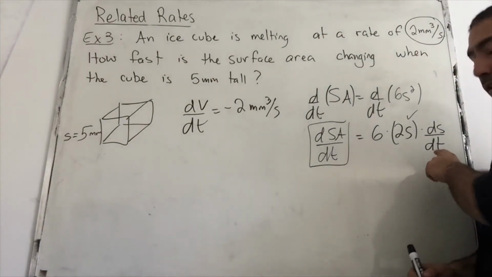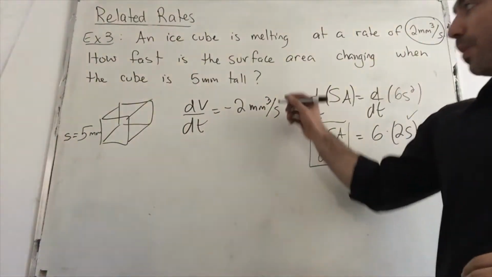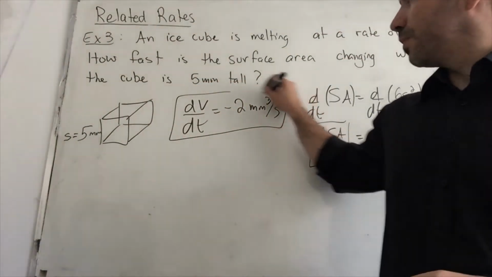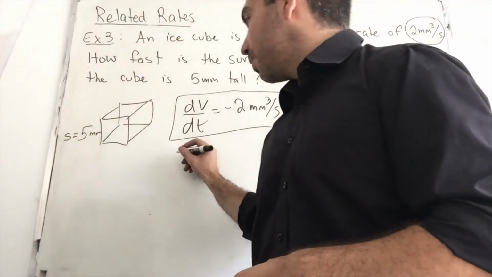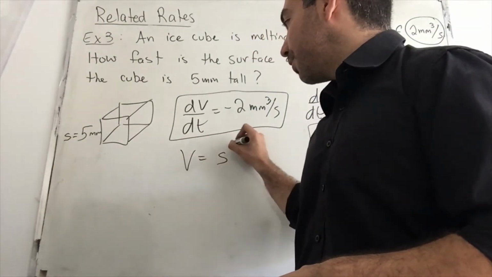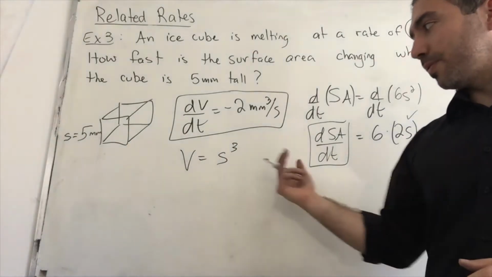We have to go get ds/dt. How? Well, we happen to use the change in the volume. So what do we do? Take the volume formula and take its derivative. We know the volume of a cube is side cubed. Let's go ahead and take the derivative on both sides.